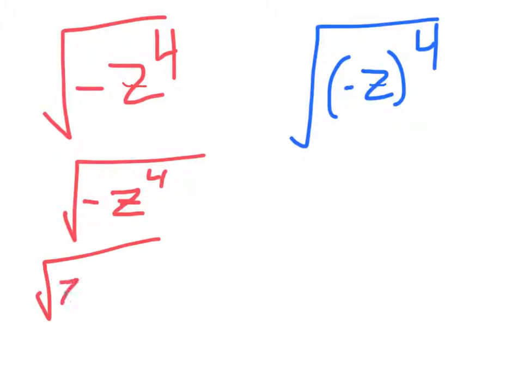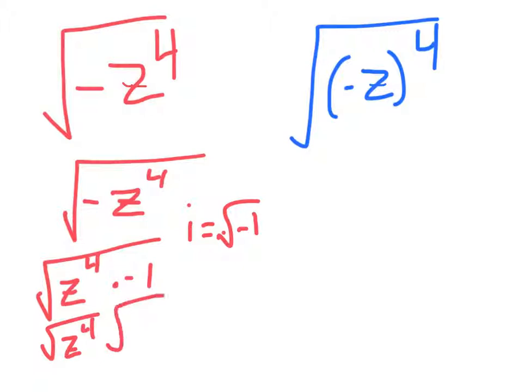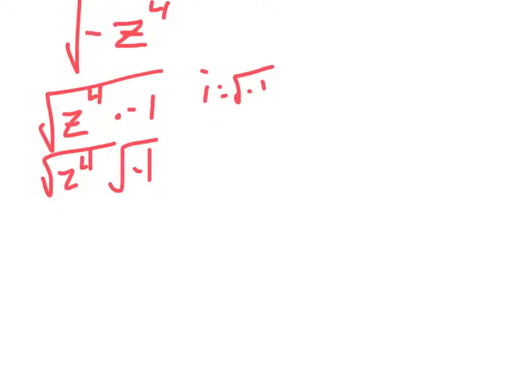If you haven't heard of imaginary numbers yet in your class, you probably shouldn't be doing this step, but it's good to know. I rewrote this like this, and the reason is because i is the square root of negative 1. So now I can break it up a little further, and there's my i right there, the square root of negative 1. So we can finish evaluating. The square root of z to the fourth is going to be z to the second. It's going to be an i right there.